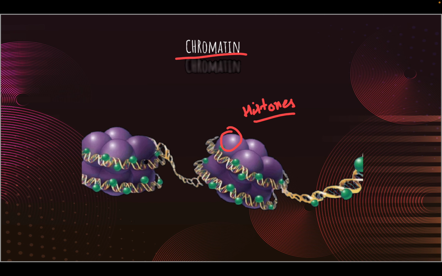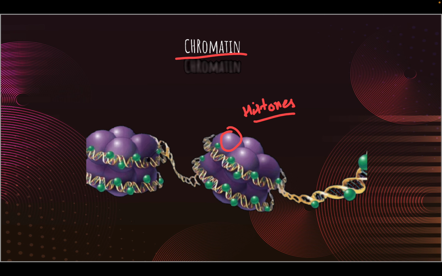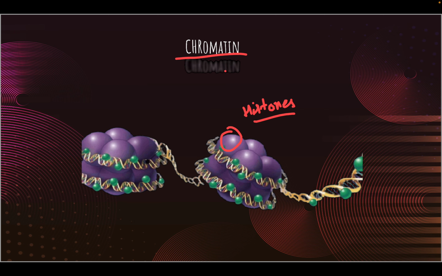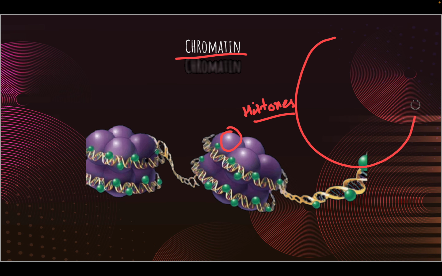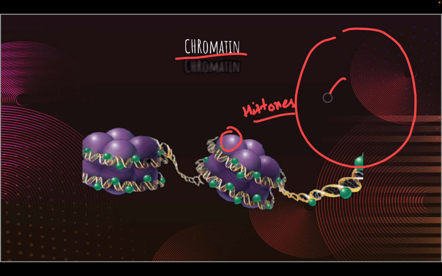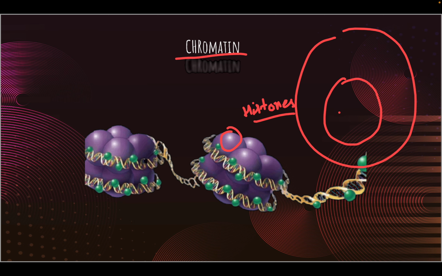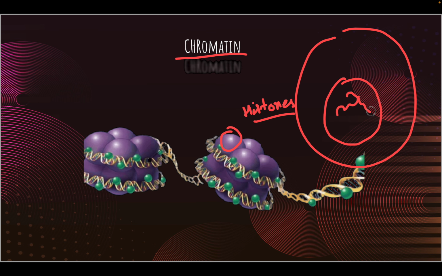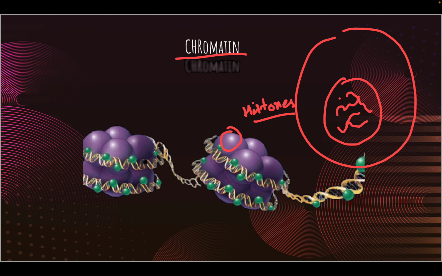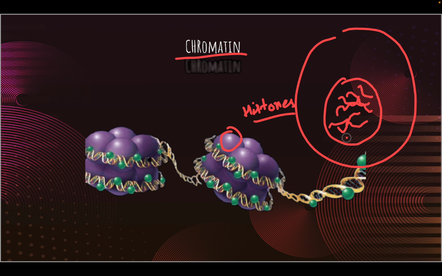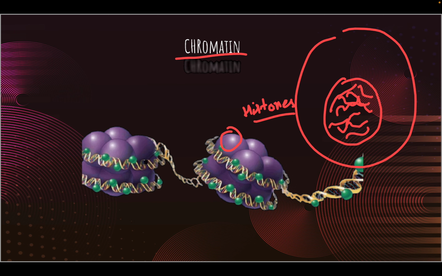these chromatin threads are very loosely packed and too much dispersed in your nucleus. So if this is your cell and this is its nucleus, then these chromatin threads are just dispersed, very loosely packed everywhere in the nucleus.